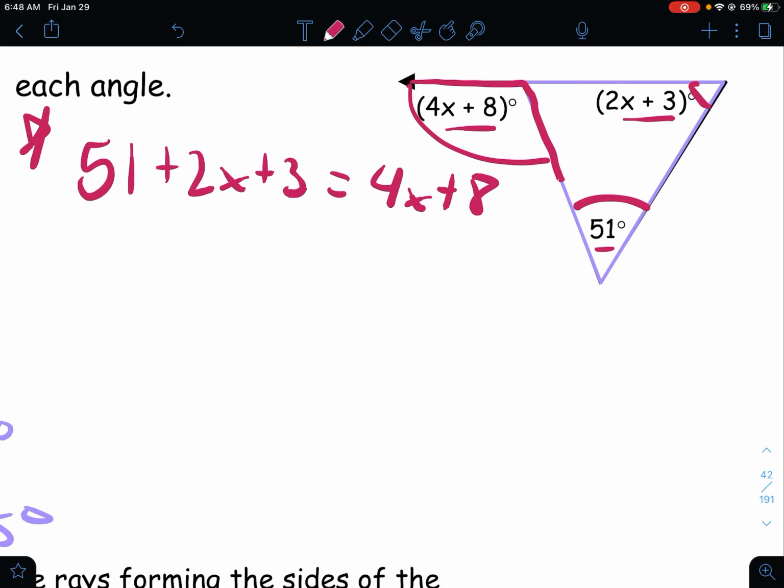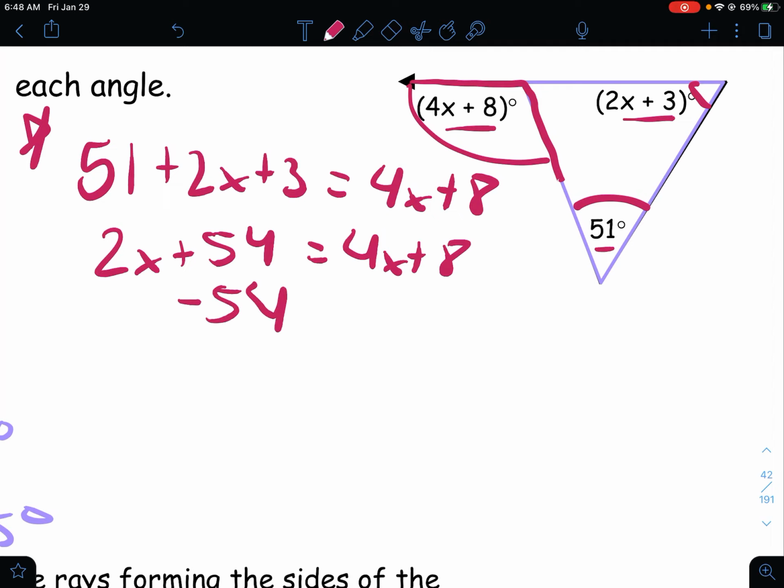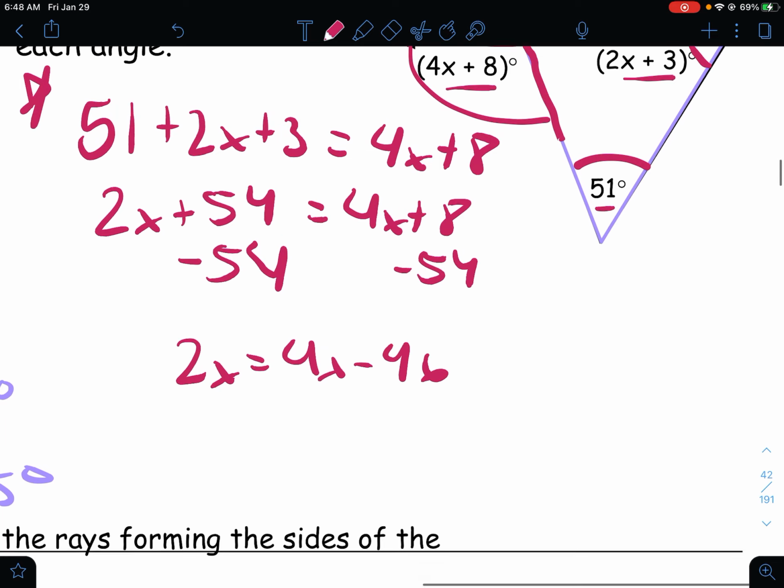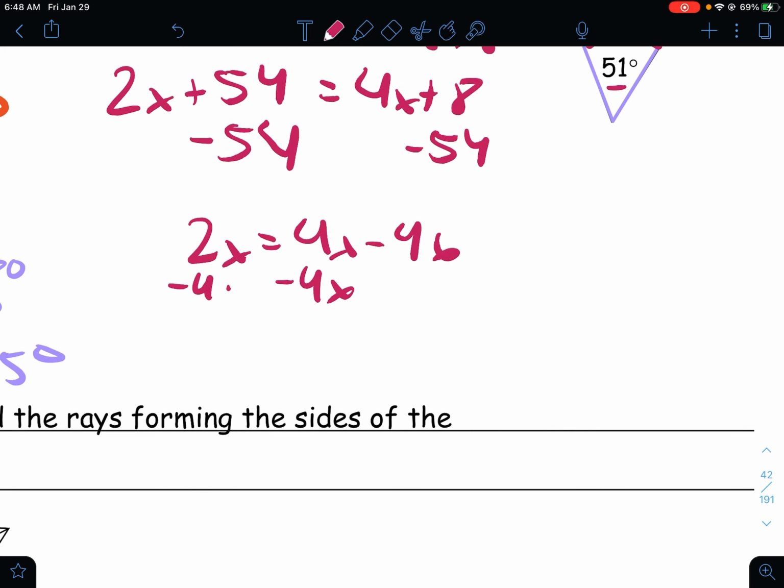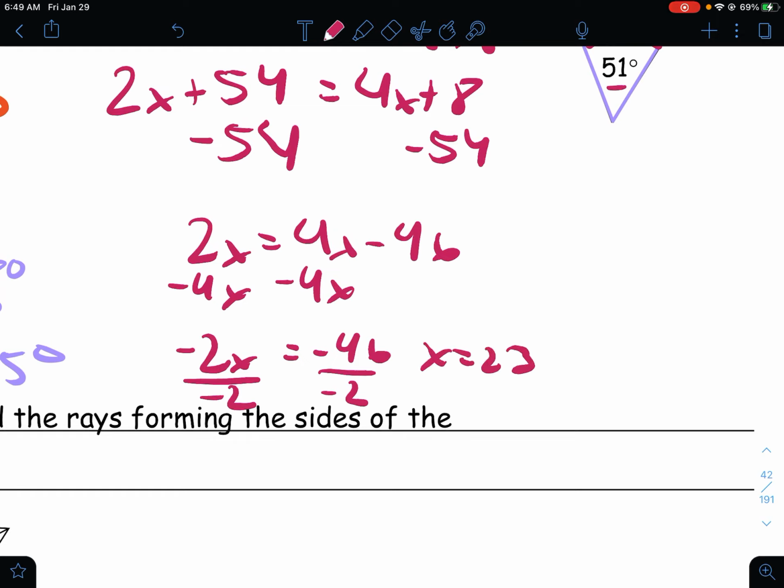So go ahead and try and solve this. So what you end up with is you would combine like terms on this side. You get 2x plus 54 equals 4x plus 8. And then we would minus 54. Minus 54, we get 2x equals 4x, and then 8 minus 54 is negative 46. Bring the 4x over. Negative 2x equals negative 46. Divide by negative 2. And you get that x equals 23.